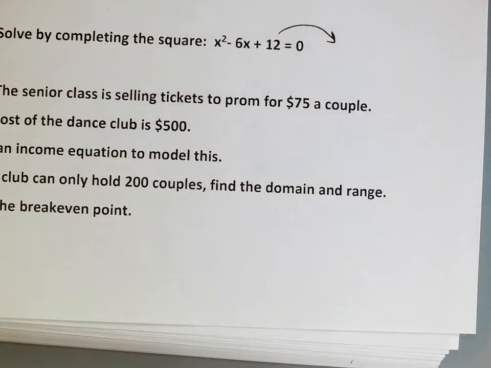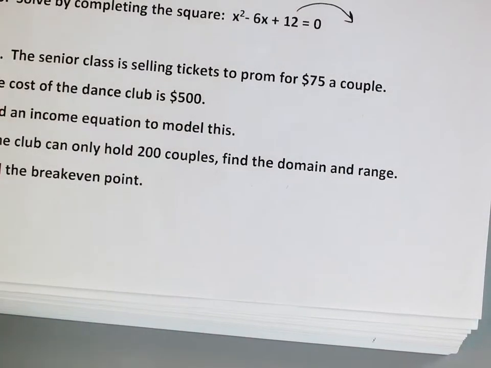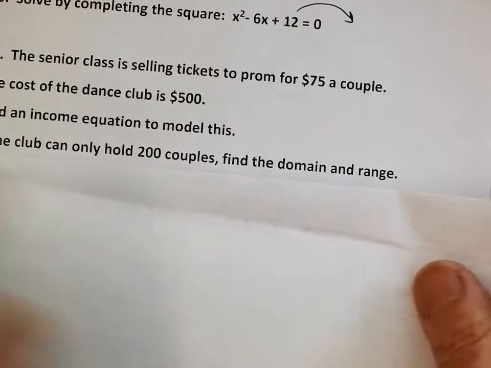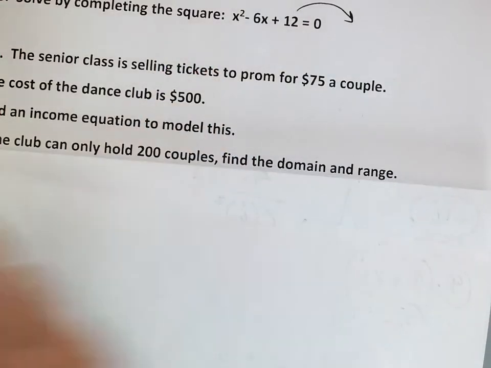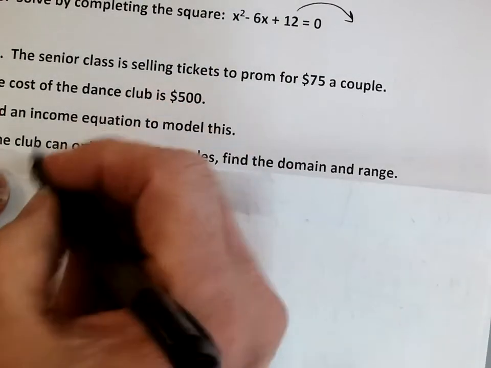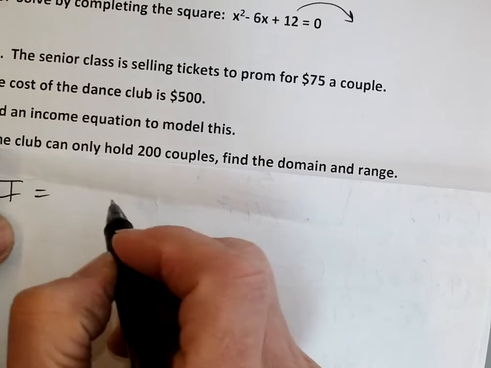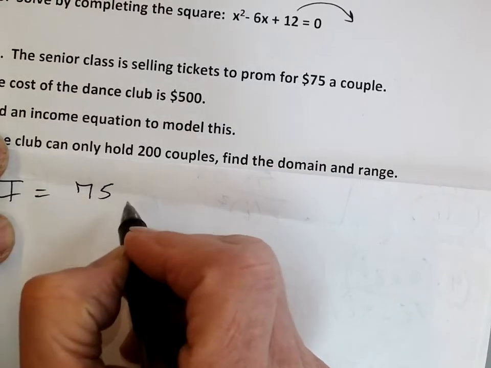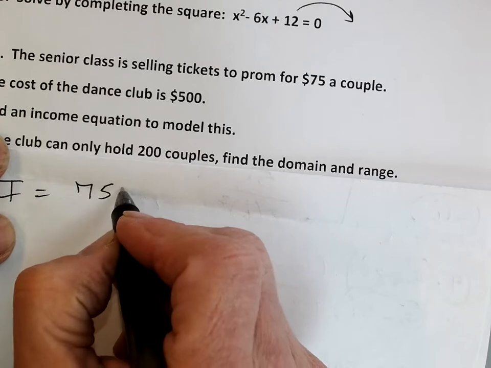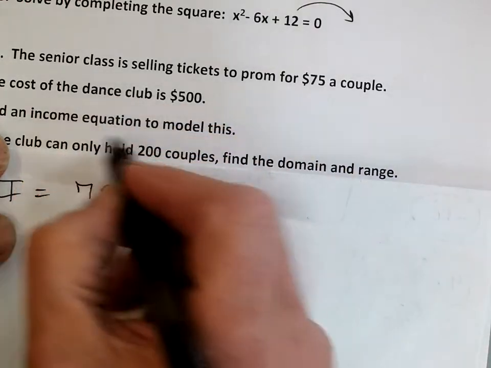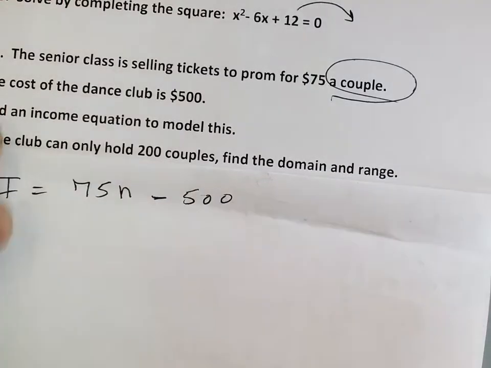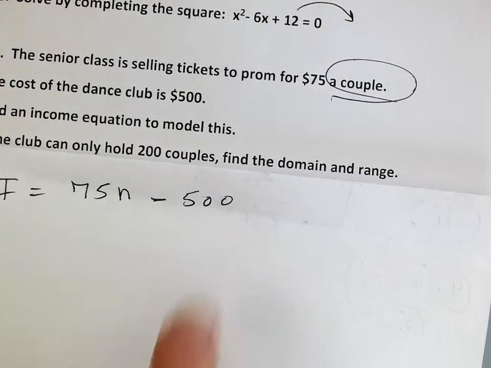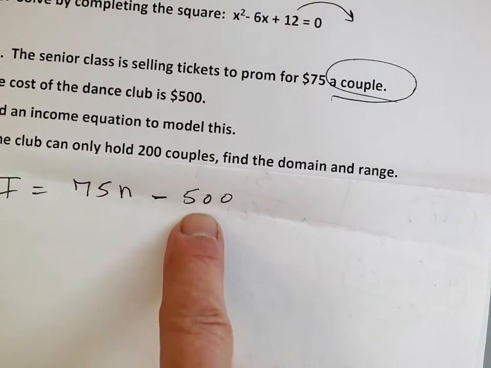All right, last but not least, last problem, okay? So the senior class is selling tickets to prom for $75 a couple. Okay, the dance club, though, costs $500, so we're going to have to spend some money. So an income, well, this really should be a profit equation. I'm going to call it income. I'm going to go income is equal to my $75 per ticket or per couple. I'll go n for the number of couples. Per couple is minus my $500, right? Because, well, my $500 is I'm not going to make any money until I pay off the dance hall.